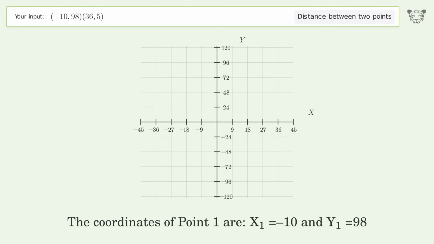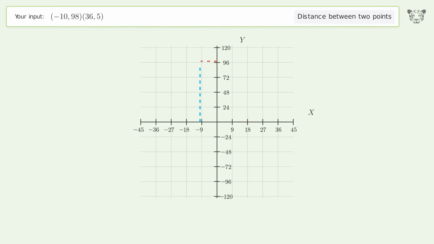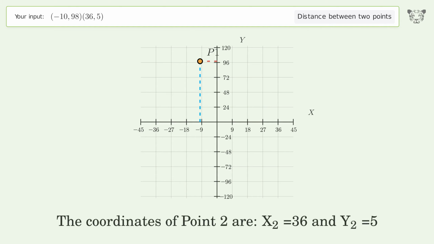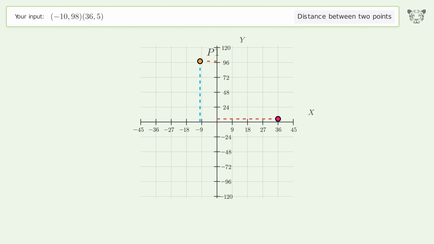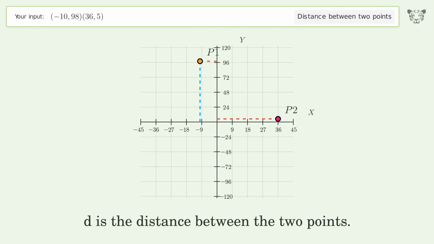The coordinates of point 1 are x1 equals -10 and y1 equals 98. The coordinates of point 2 are x2 equals 36 and y2 equals 5. D is the distance between the 2 points.